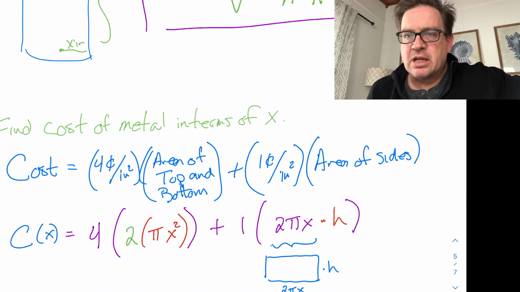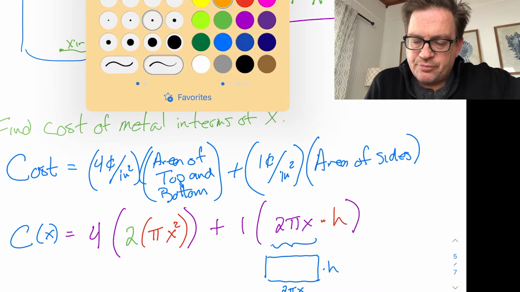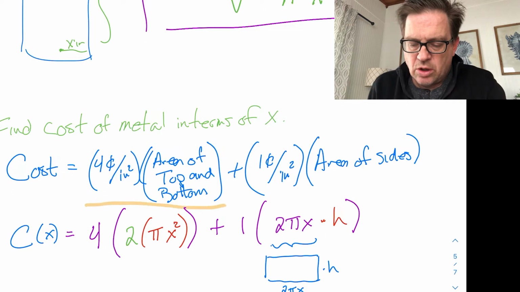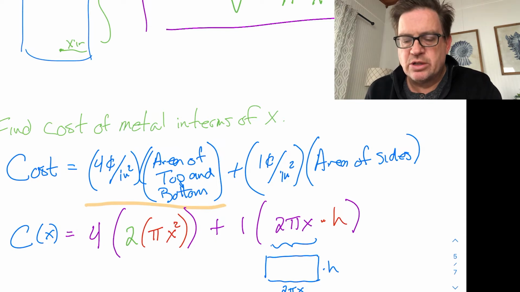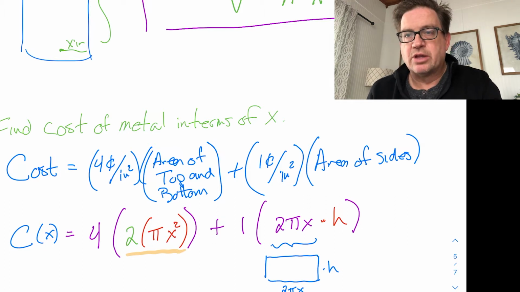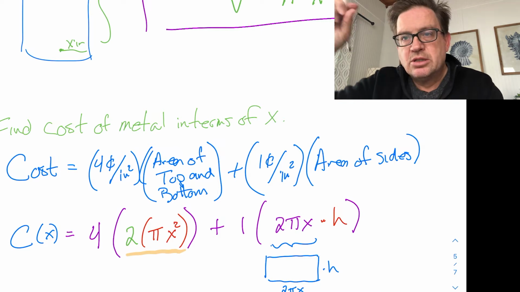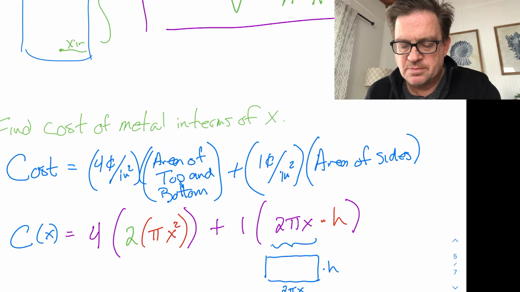So how do you find the cost? The cost of the metal in terms of the radius would be, let's see, here's the top and the bottom. It's 4 cents per square inch times the area of the top and the bottom added together. That is going to be 2 times pi x squared. The area of the bottom is a circle, pi times the radius squared. Double that for the top and bottom, and then multiply by 4 cents per square inch.